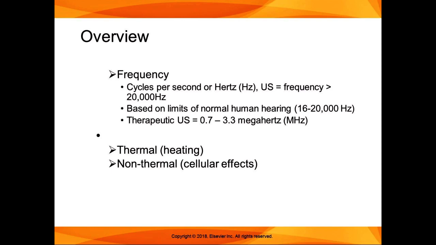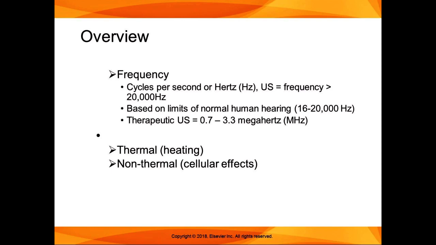So ultrasound is a type of sound, just like audible sound. It consists of waves that transmit energy through the air by alternately compressing and rarefying the material in the air. So ultrasound is usually sound outside of the ranges of normal human hearing. Normal human hearing tends to be in the 16 to 20,000 hertz range. A hertz is a cycle per second, and that's the frequency. And so ultrasound is outside of that range of normal human hearing.